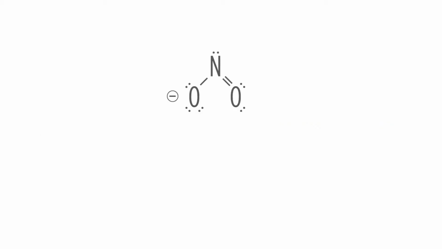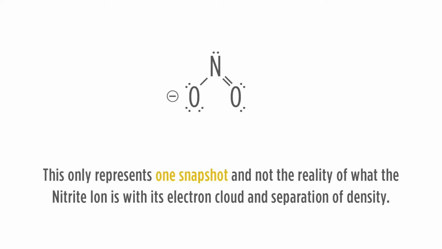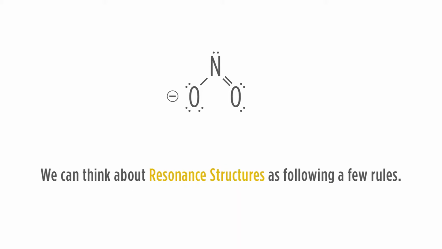If we look at an example like the nitrite ion, here's the Lewis structure for the nitrite ion. If we only consider this Lewis structure, it looks like one of the oxygens has a full formal negative charge and the other oxygen does not. This only represents one snapshot and not the reality of what the nitrite ion is with its electron cloud and separation of density.